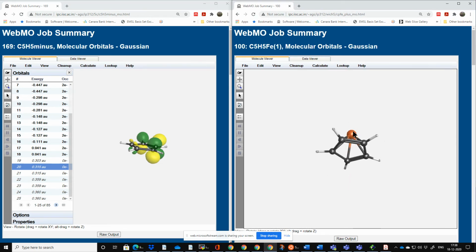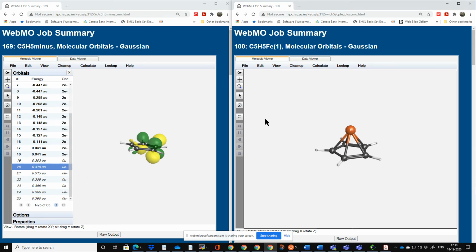Doing this, I would be able to match the filled orbitals on the right side with the empty orbitals on the left side, and vice versa. This will allow me to see how the Cp minus ring system can interact with the FeCp plus ring system. So this is Cp minus, and this is CpFe plus. I hope you will be able to do this. Let us try and see if we can find a suitable match for the two fragments.